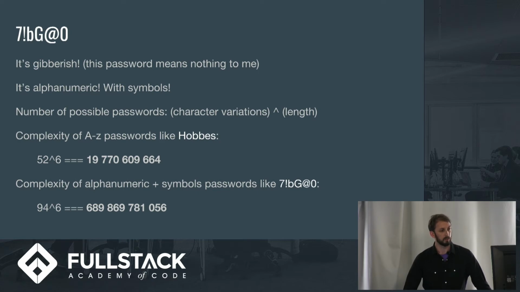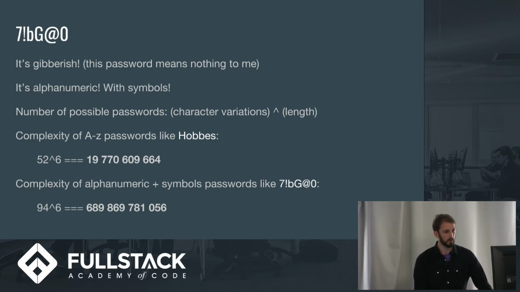In this case, to find out the number of permutations that a password can have, the formula is the character variations to the power of the length. So the complexity of just an A through Z password, upper and lowercase, is 52 choices to the power of 6, about 19 billion. The complexity of an alphanumeric password with symbols, say you have 94 choices there, is 680 odd billion. So that's a lot more. It's still not good enough, and there's another factor that matters far greater when it comes to password complexity.